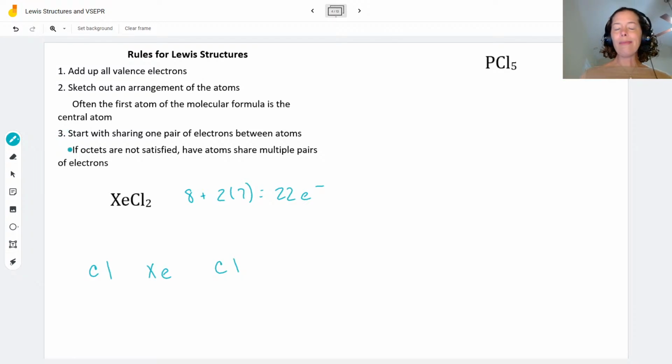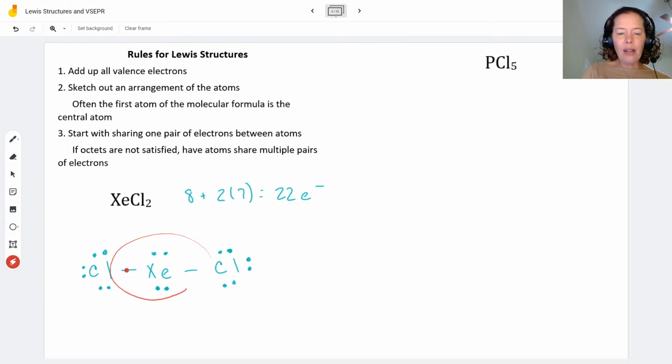Okay, so step 3, I'm going to start with single bonds. So I know I have to have at least a single bond there between these two. So I have used 4 electrons. So this is 2, 4, 6, 8, 10, 12, 14, 16, 18, 20, and at this point it's looking like everybody's octet is satisfied, but I have not used all of my electrons, so let's just double check octets at this point.